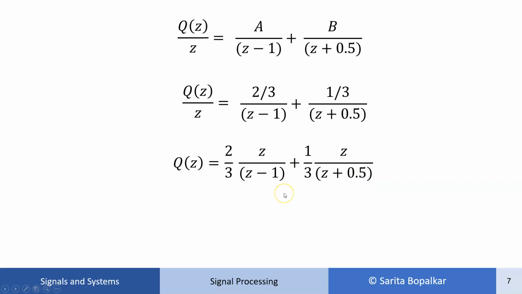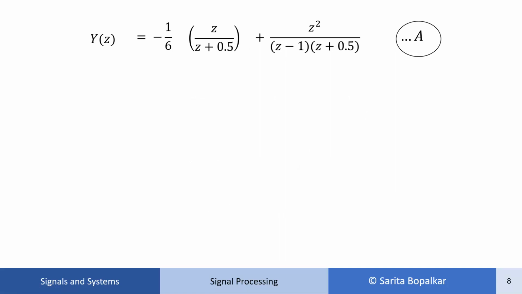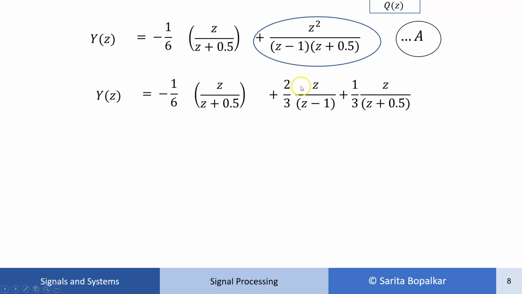Once you get this Q(z), let's put it in our equation A. What is equation A? Equation A is the Y(z) equation. So this is Q(z), and we have to put this Q(z), which we just calculated: 2 by 3 z upon (z minus 1) plus 1 by 3 z upon (z plus 0.5). At this stage, you can easily find the inverse of this to get y(n). So apply the inverse z transform. y(n) is equal to the inverse z transform.